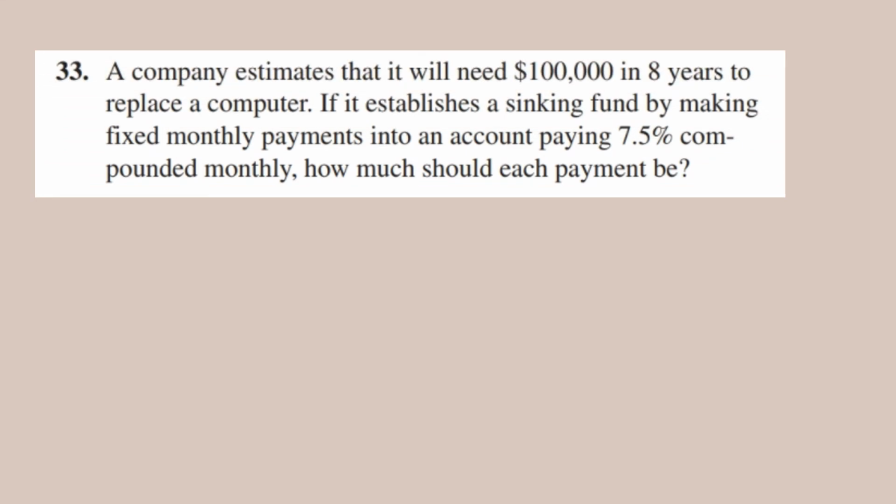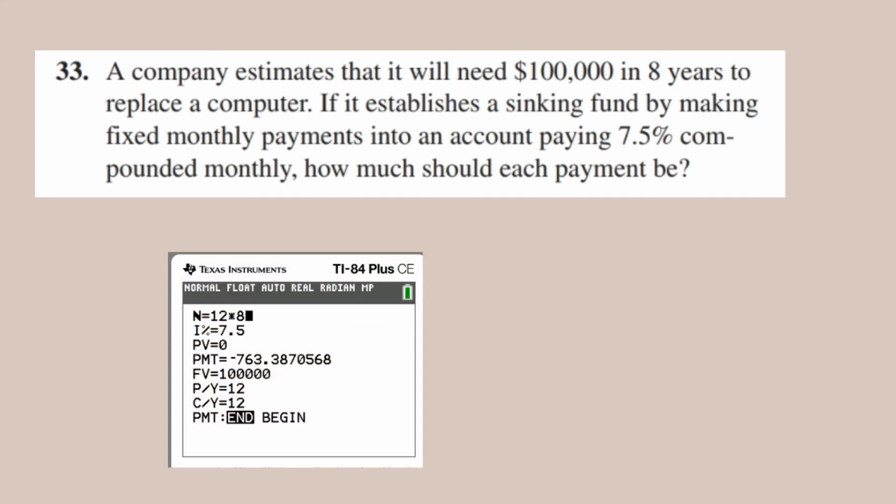A company estimates that it will need $100,000 in 8 years to replace a computer. So I know that it is a sinking fund. If it establishes the sinking fund by making fixed monthly payments into an account paying 7.5% compounded monthly, how much should each payment be? So we know the future value, we know the number of years, we know the rate of interest. Entering that in a calculator, n is 12 times 8 because of 8 years.